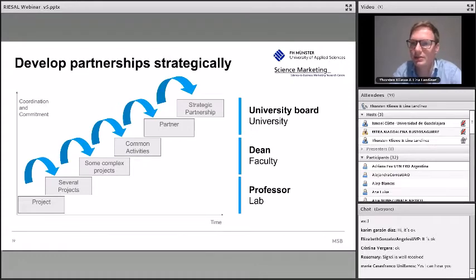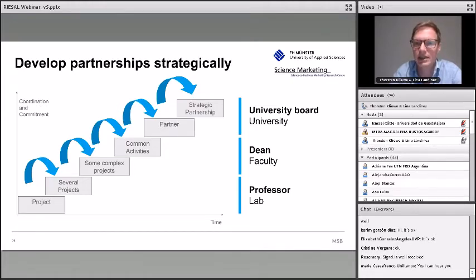And then you move to several projects. And then you move to the next stage, which is some more complex projects. On the next stage, you might have some common activities. You do something at a fair together, as an example. And then you move into a partnership. And lastly, you might move even into a strategic partnership where you align maybe the university's interest with the company's interest on a strategic level. So over time, you develop the relationship and you build trust and more commitment. And on the right side, you can see who is then managing the partnership.